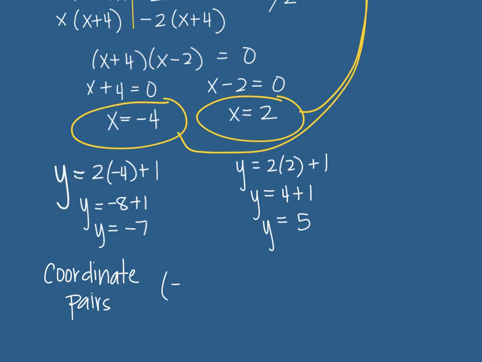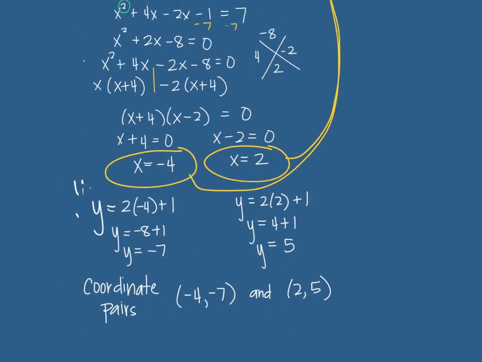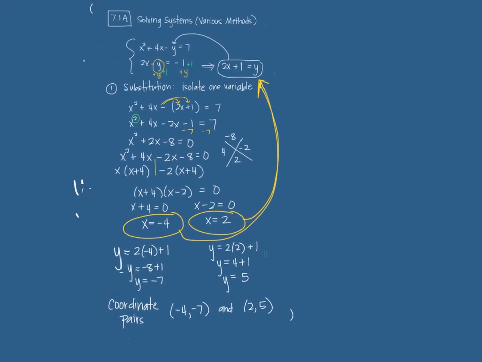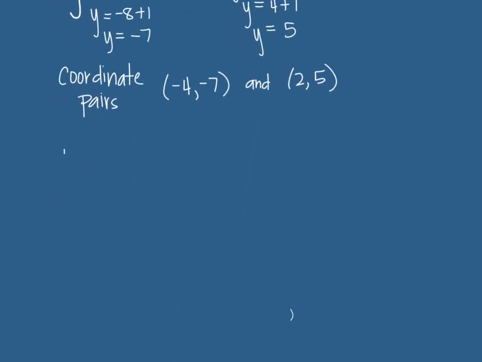And what that means is negative 4 as an x value is paired with negative 7 as a y value, and 2 as an x value is paired with 5 as a y value. Now we put them in coordinate pairs because that leads to the next method. If something is a coordinate pair, it means it could also be solved with graphing. So this was one method, the substitution method. The second method is the graphing method.